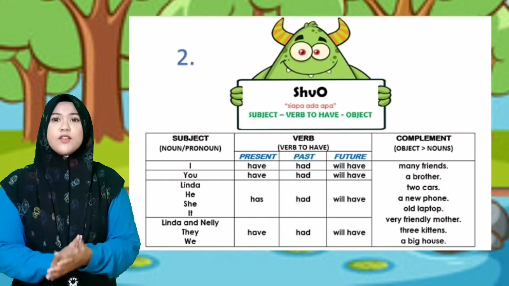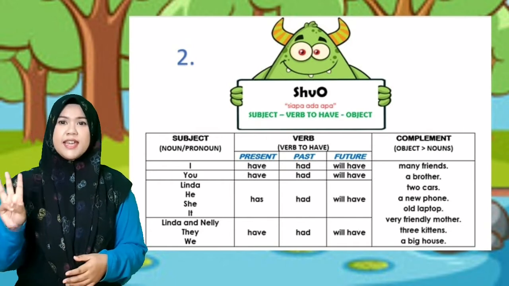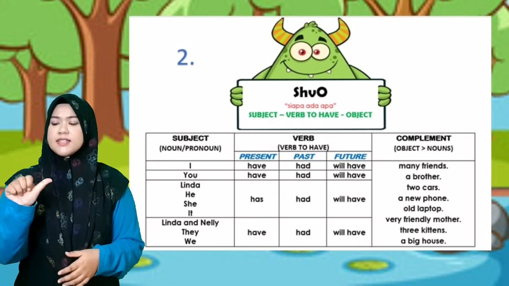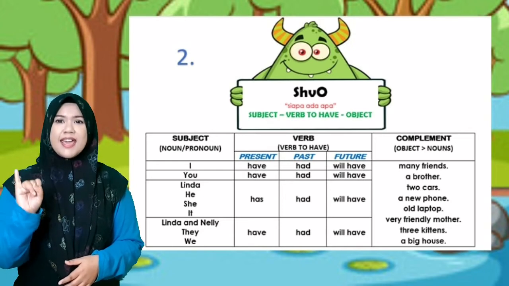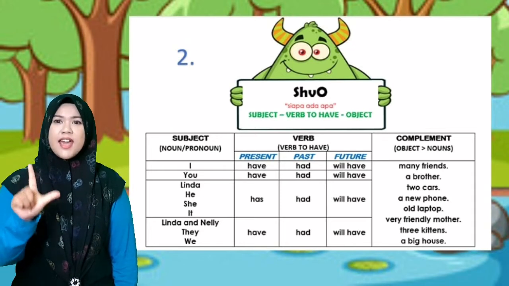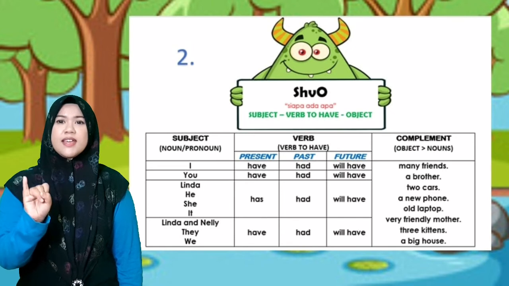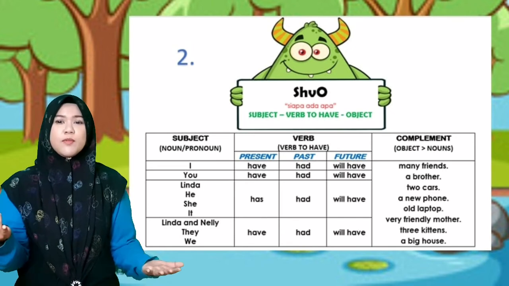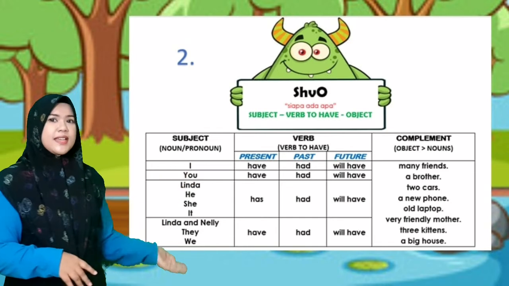Alright, okay, so do you remember verb to have? Ingat tak verb to have? Verb to have there are 3 only, ada 3 sahaja. One is have, has, and had. So have is for plural, has is for singular, and had is for singular and plural, but if you want to use in past tense. Okay, now let's look at the examples.